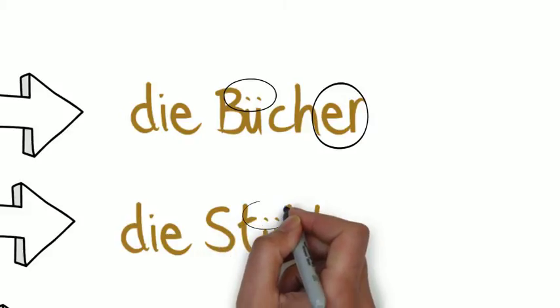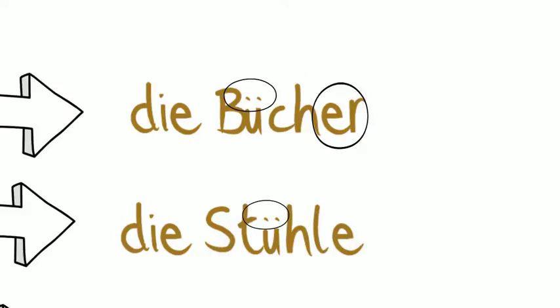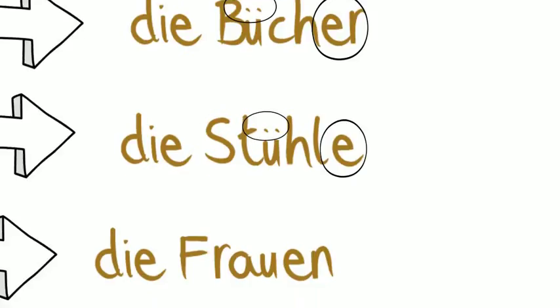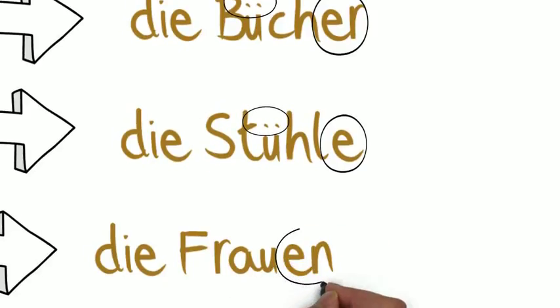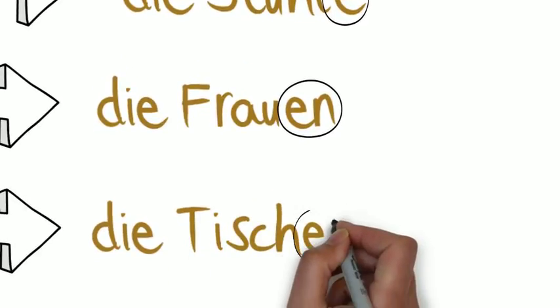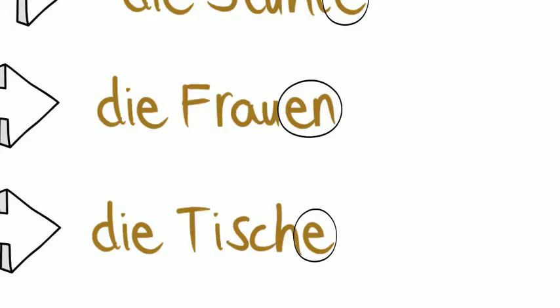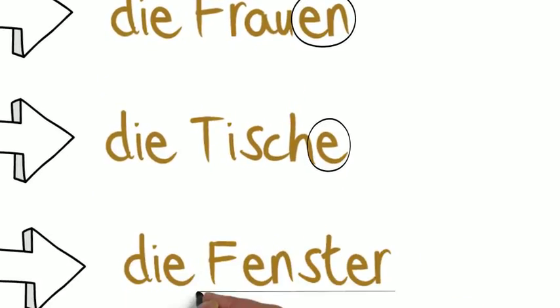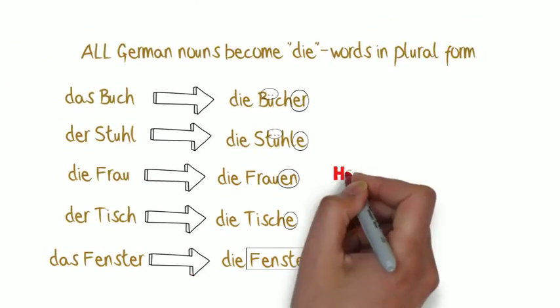Stuhl has added an umlaut and the letter E to become Stühle. Frau added an EN to become Frauen. Tisch added an E and became Tische. And Fenster didn't add anything. It just became die, like all plural nouns do.